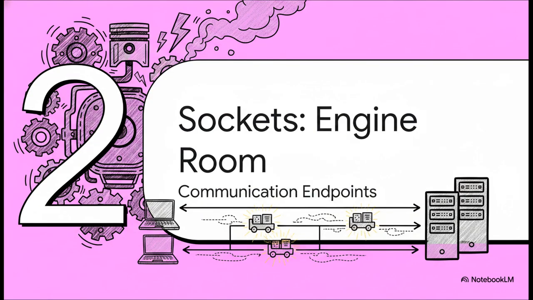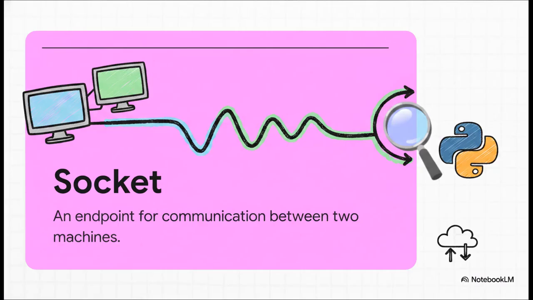Let's look at the actual vehicles carrying all this data. So the crucial piece of this whole puzzle is the socket. Simply put, a socket is an endpoint for communication between two machines. If you want to connect two computers, you create a socket on both ends and essentially string a digital wire between them. And the cool thing is, Python uses its wildly powerful built-in socket module as the main entry point to make this happen, giving you low-level access right to the hardware network interface.